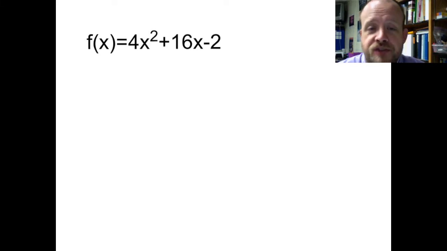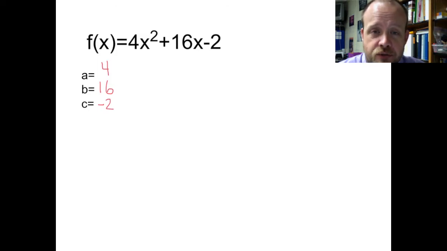4x squared plus 16x minus 2. So the first thing we'll do again is pause and identify our three important values, a, b, and c. So our a value is positive 4, our b value is 16, and our c value is negative 2. You'll notice that I keep finding c even though we don't use it. And that's okay, because in other applications we're going to use c as we look at these equations. So make sure you're identifying a, b, and c, just get in that habit of finding all three of them at once.